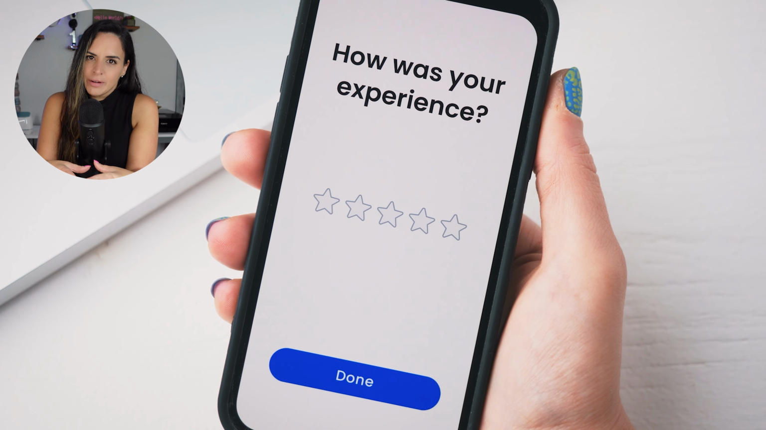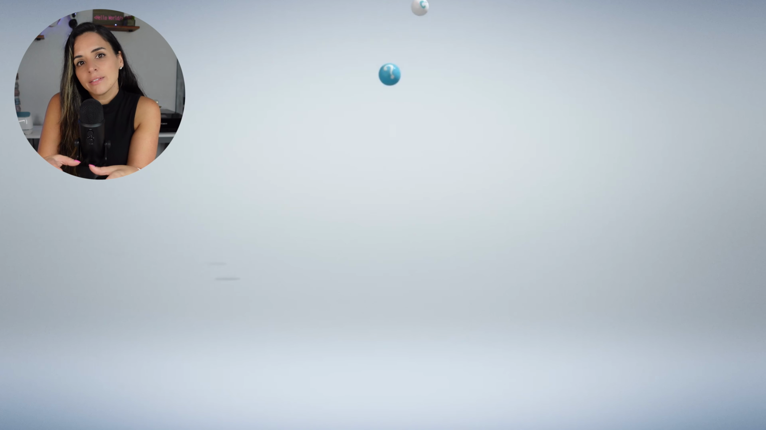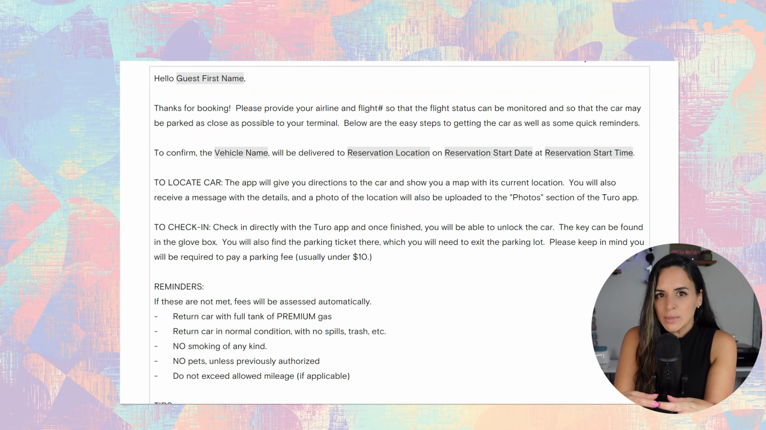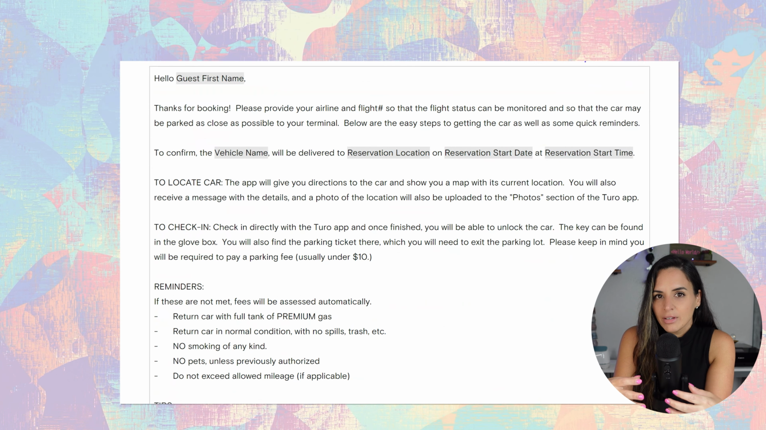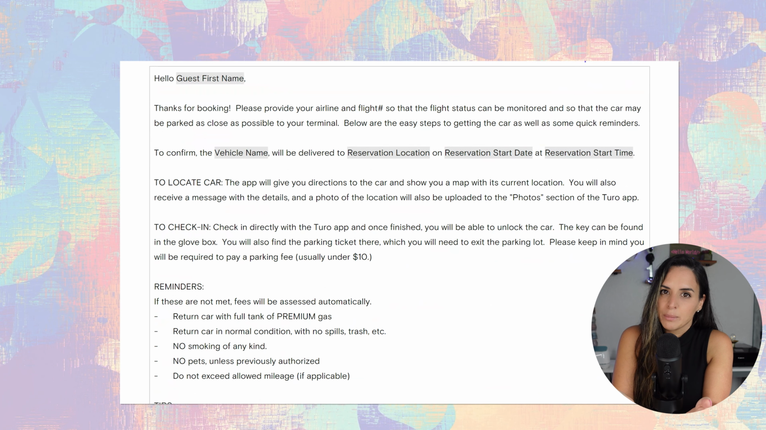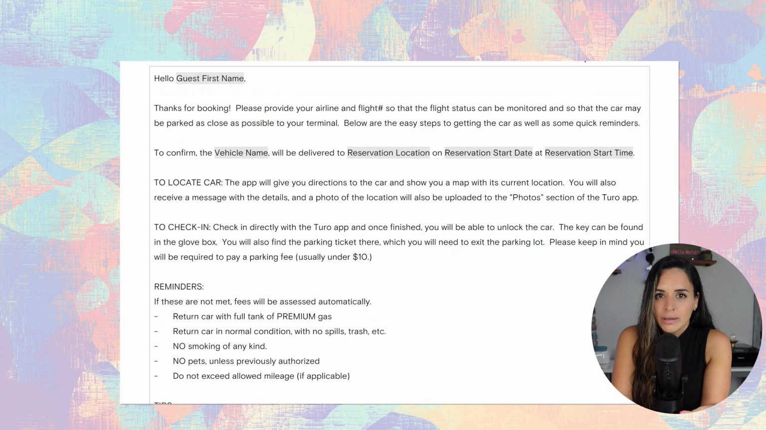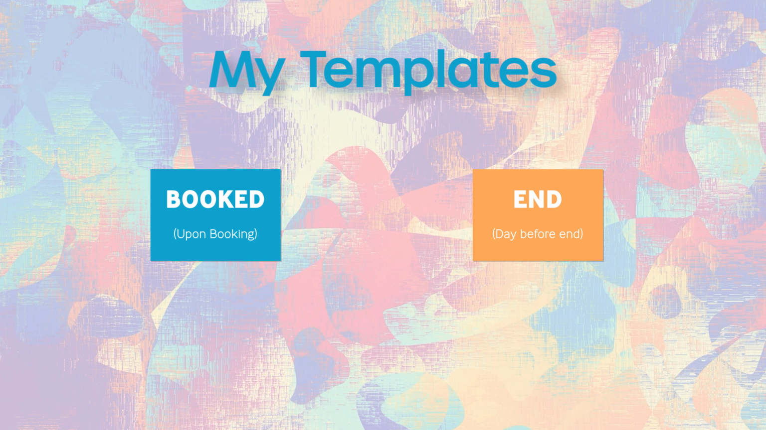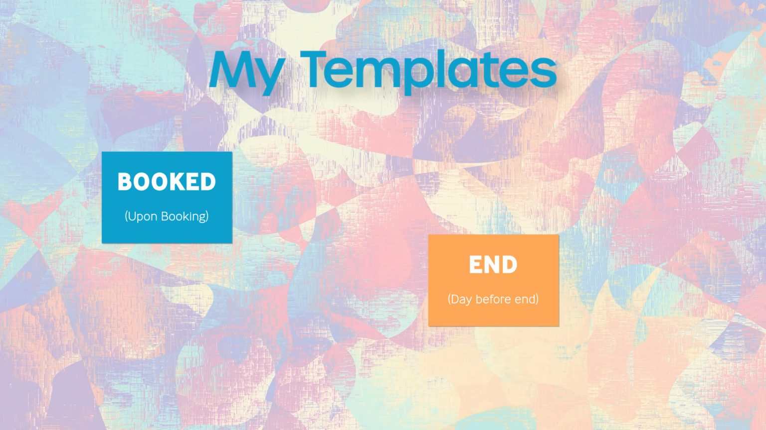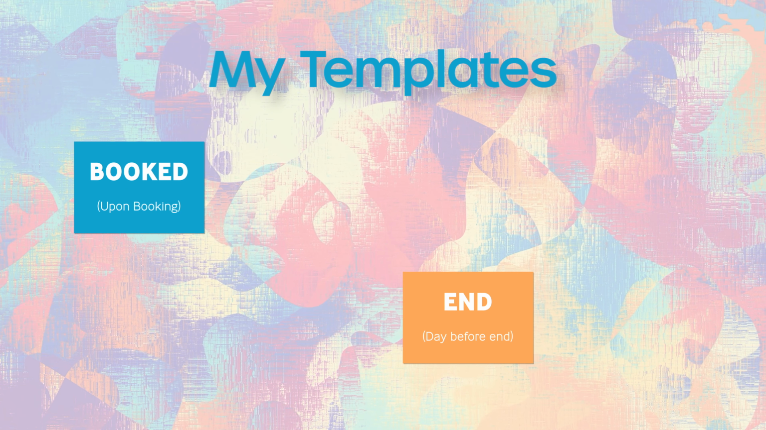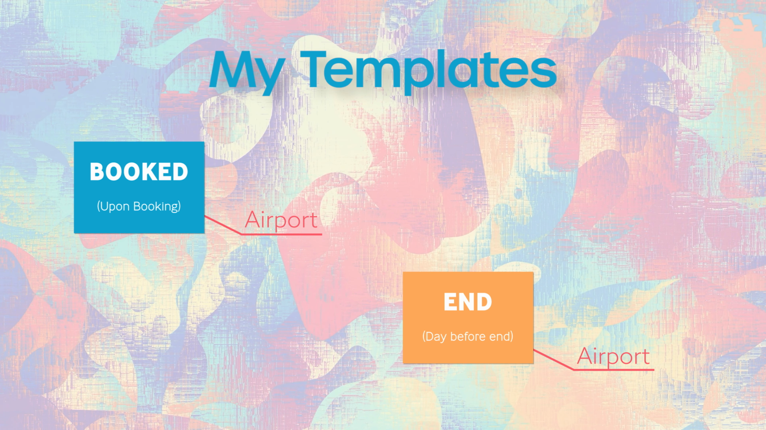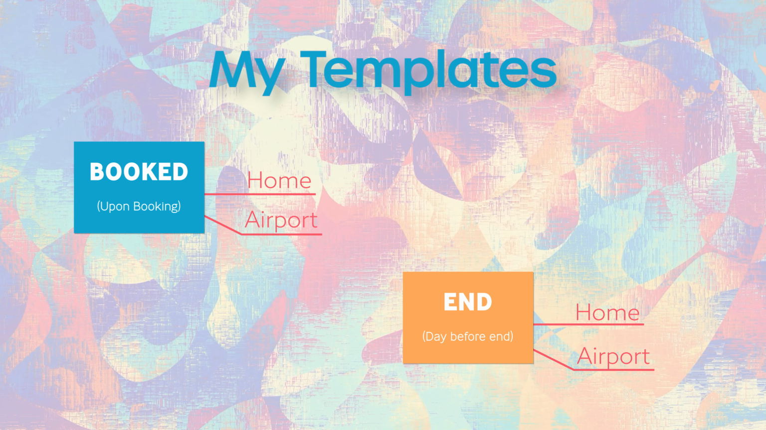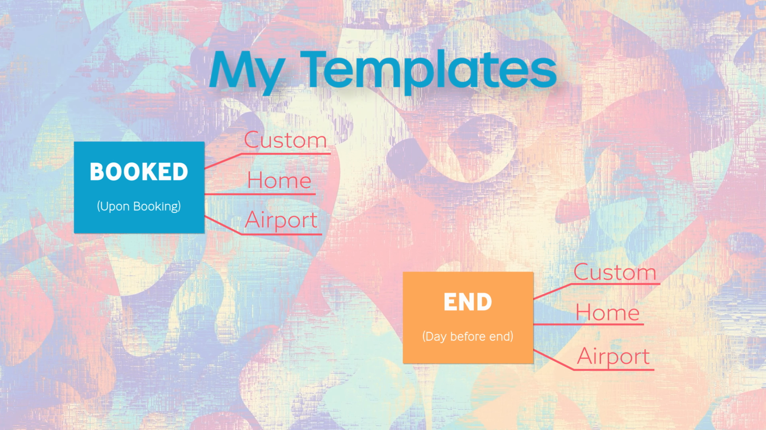So in order to provide excellent customer service and to reduce the amount of questions I get from guests, I provide very specific information in my messages, and I even customize them based on their delivery type. Because of that and Turo's current capabilities, I've created additional templates, one for each delivery type. Instead of having just one booked and one end template, I have further broken them down depending on their delivery type. So one if they're booking at airports, one if they're booking at the home location, and then another if they book at a custom location.